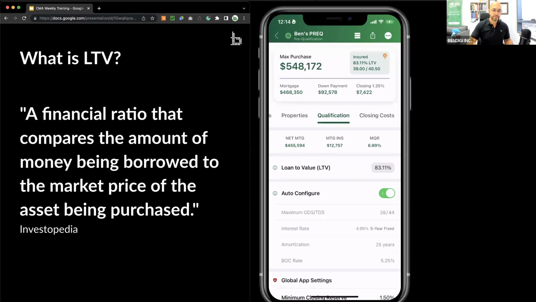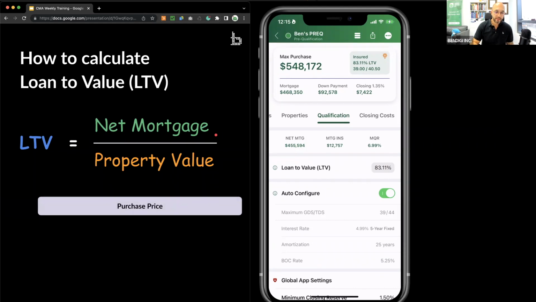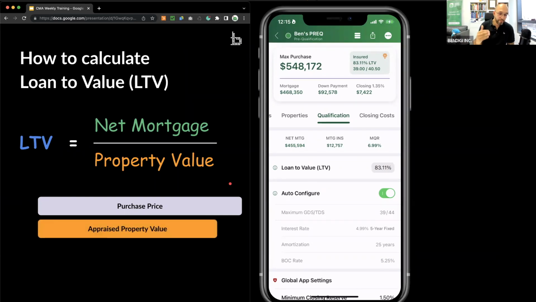What's the formula? Super simple. It's the net mortgage, which I showed you where it is, over the property value. If you were to put this in perspective, and this is something a lot of home buyers get burned with, they think the property value is the purchase price, but that's not correct.